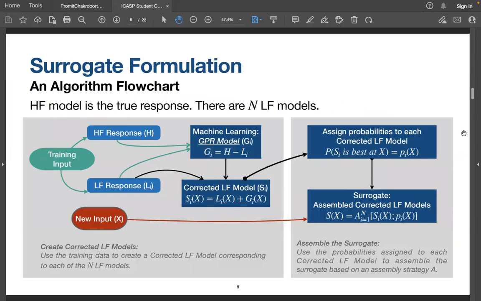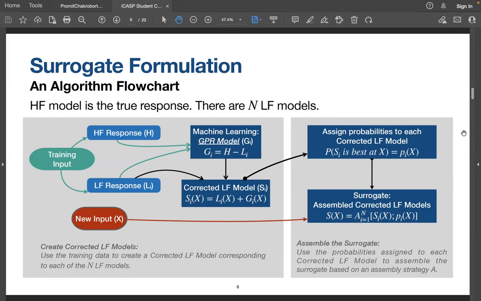The second piece is the surrogate formulation. Here, we first assume a couple of things. The first is that the high-fidelity model is the true response, basically the best we can do in terms of calculating the system response. We call the high-fidelity model and denote it as the function h. Secondly, we say that we have n number of low-fidelity models, each one denoted by L sub i, where i goes from 1 to n.